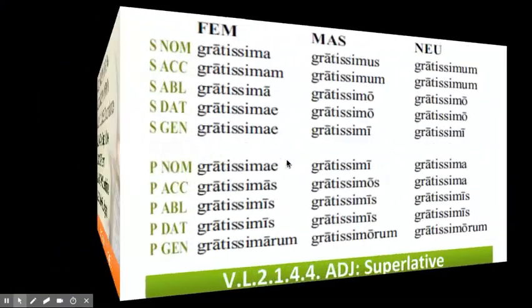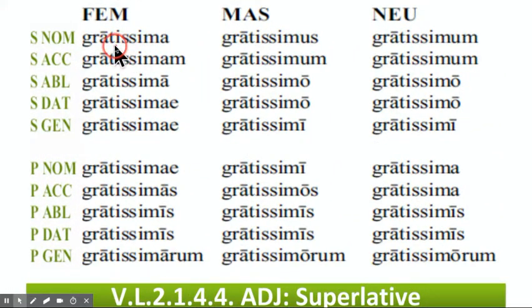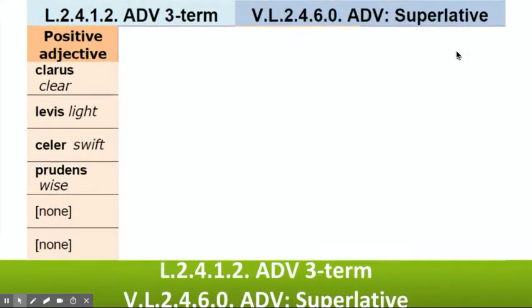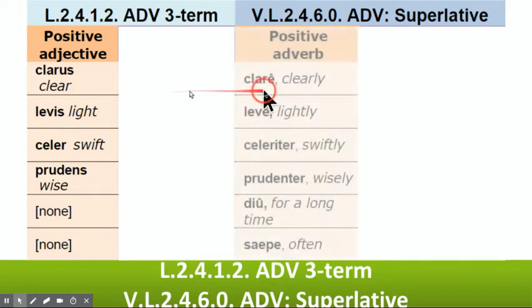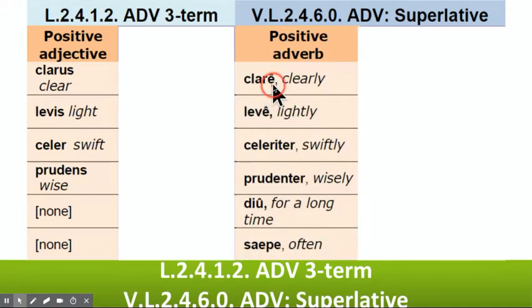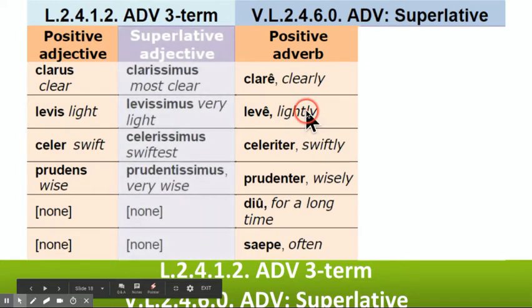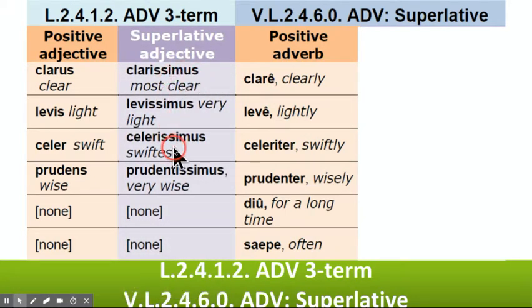Let's talk about adjectives and the superlatives, which we covered in chapter 8. You have the normal positive stem, plus the infix issim, plus the endings a, us, um, like magnus. So we have the positive adjectives here. Some are three termination, some are two termination, like omnis. Generally speaking, you can add an e to indicate the adverb, or ter sometimes for the third declension, then you have the irregulars. Those are the adverbs. Now the adjective is formed by the issim, as we talked about.